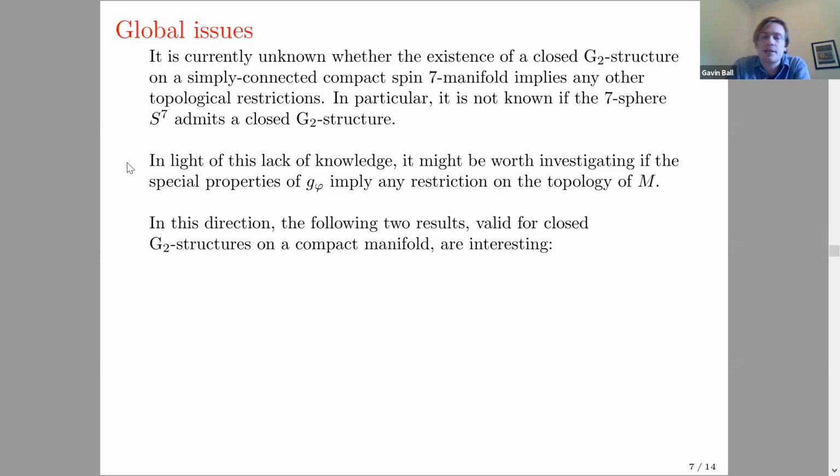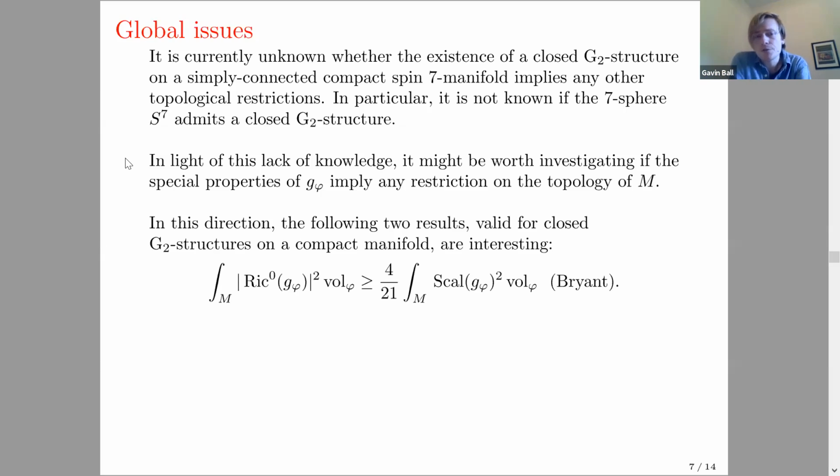In this direction, there are 2 interesting results by others. So there's this result by Bryant, a pinching inequality for the Ricci curvature of the metric induced by a closed G2 structure, which essentially says that on a compact manifold M, the total traceless Ricci curvature has to be bigger than the total scalar curvature in some sense. So the metric can't be too close to being Einstein.